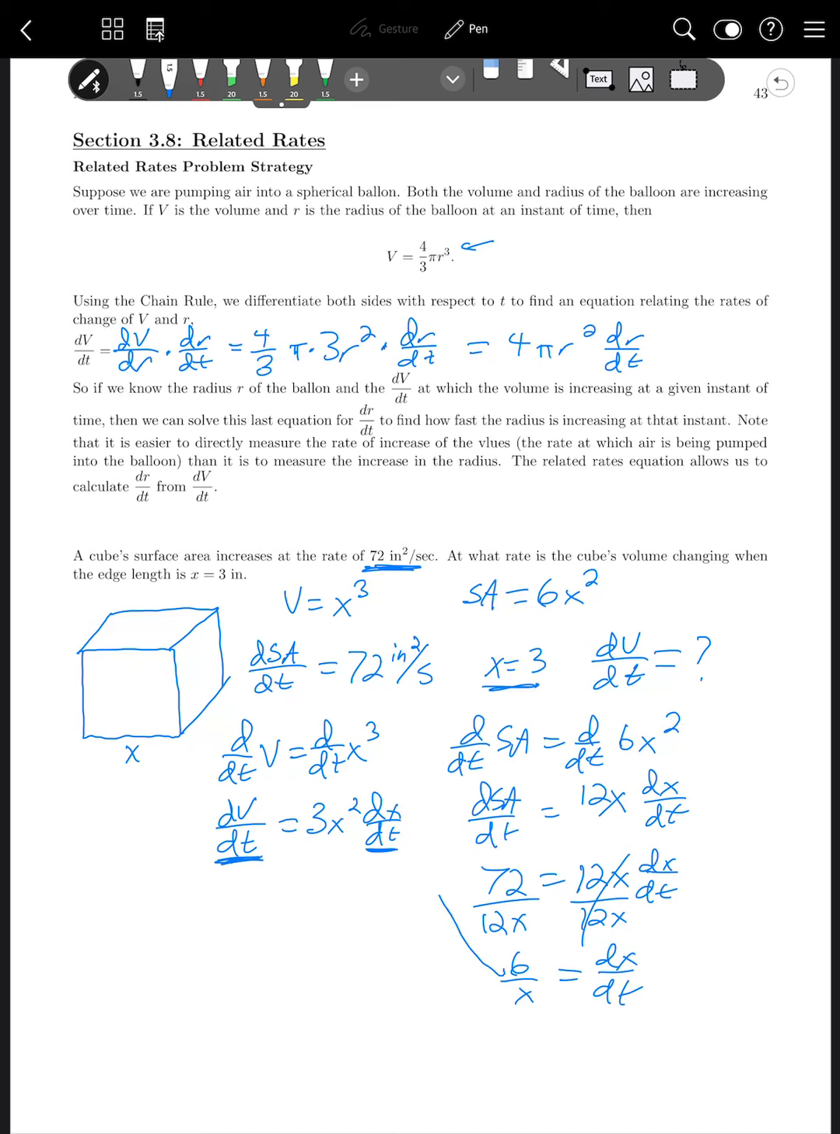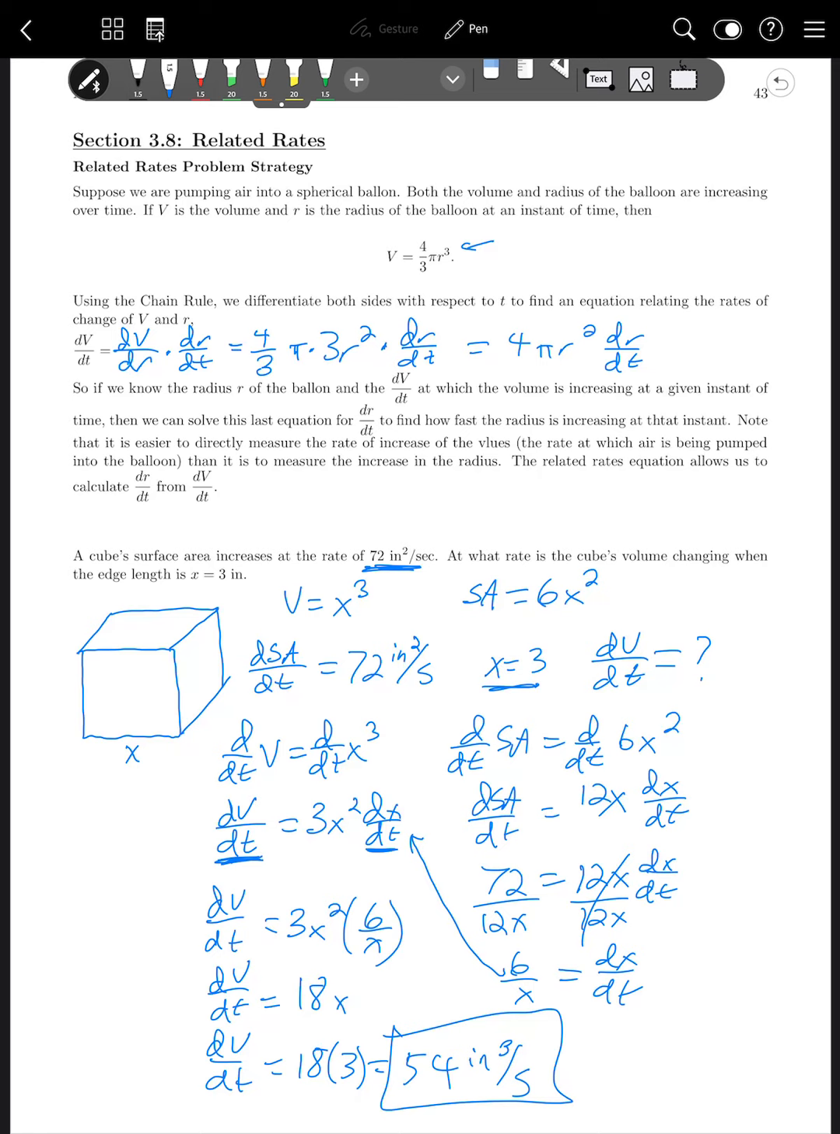And so now we can substitute that in for dx/dt. So dV/dt equals 3x squared times 6 over x. Cancel an x, and you get dV/dt equals 18x. And now we can just plug in the 3. So dV/dt equals 18 times 3, which is 54 inches cubed per second. Okay, and so that's the idea.